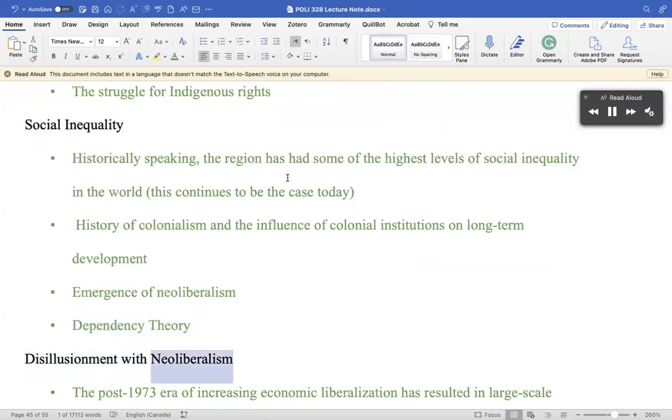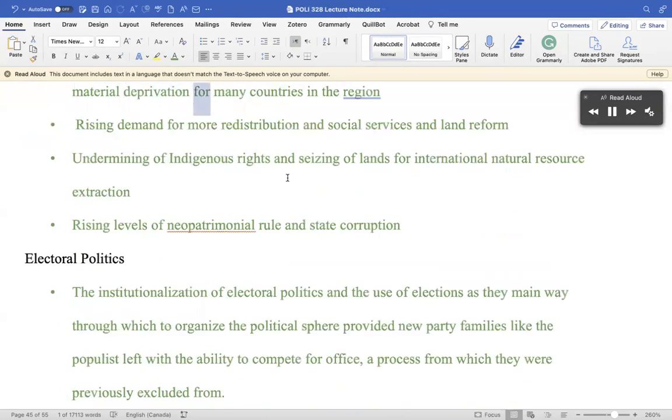Disillusionment with neoliberalism. The post-1973 era of increasing economic liberalization has resulted in large-scale material deprivation for many countries in the region. Rising demand for more redistribution and social services and land reform. Undermining of indigenous rights and seizing of lands for international natural resource extraction. Rising levels of neo-patrimonial rule and state corruption.